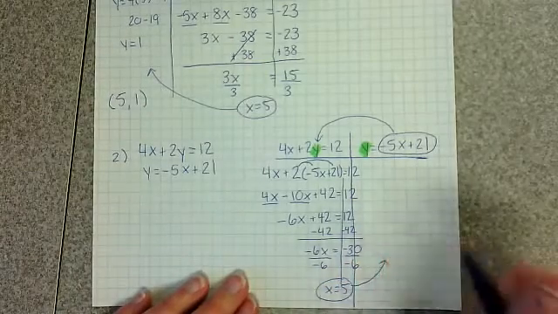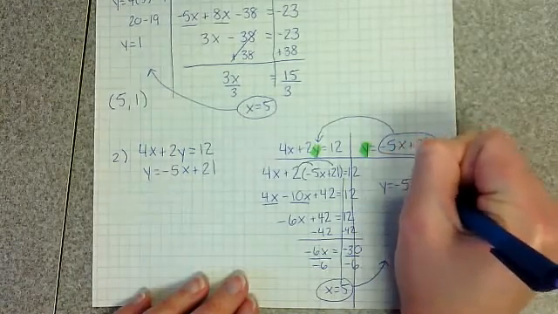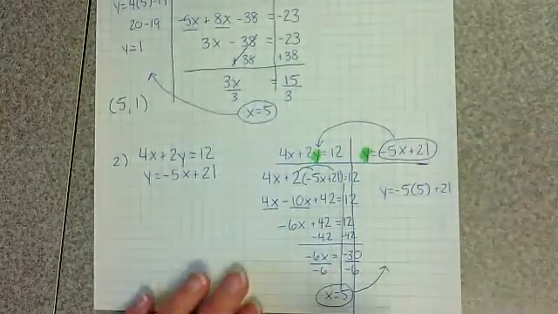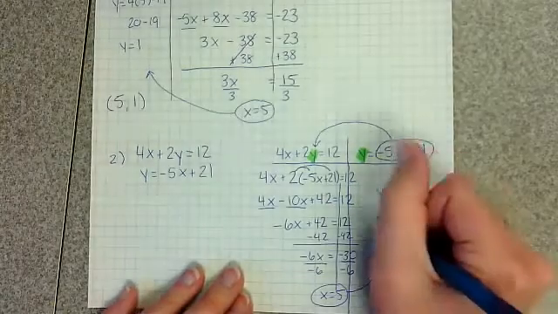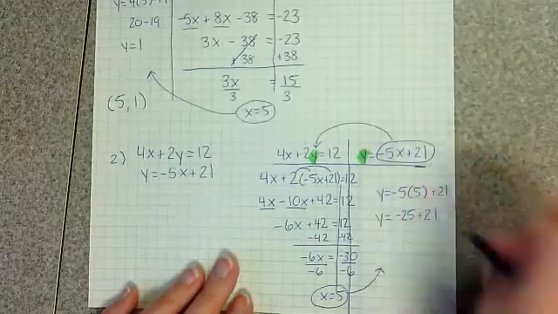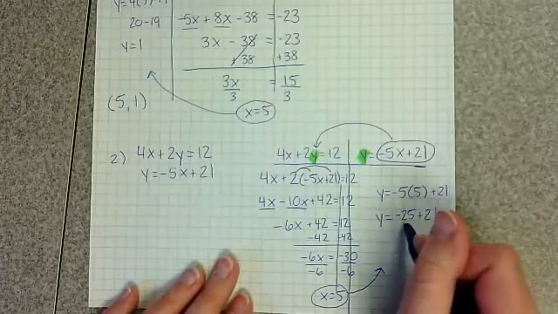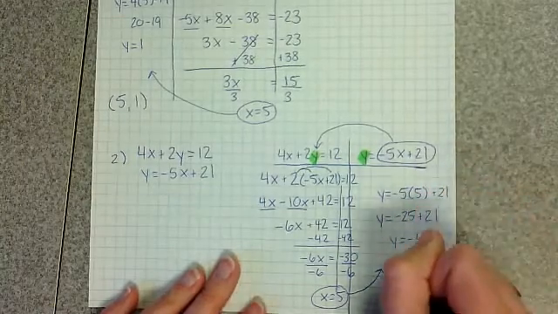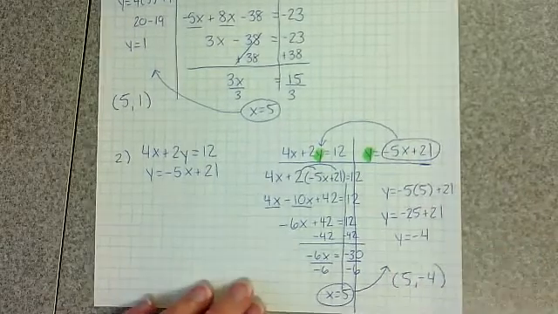Okay, x is 5, bring it over to substitute in. Still have -5. 5 goes in for x, and then I have my plus 21. Y equals -25 plus 21. -25 plus 21, y would be equal to -4. So my final answer would be 5, -4.